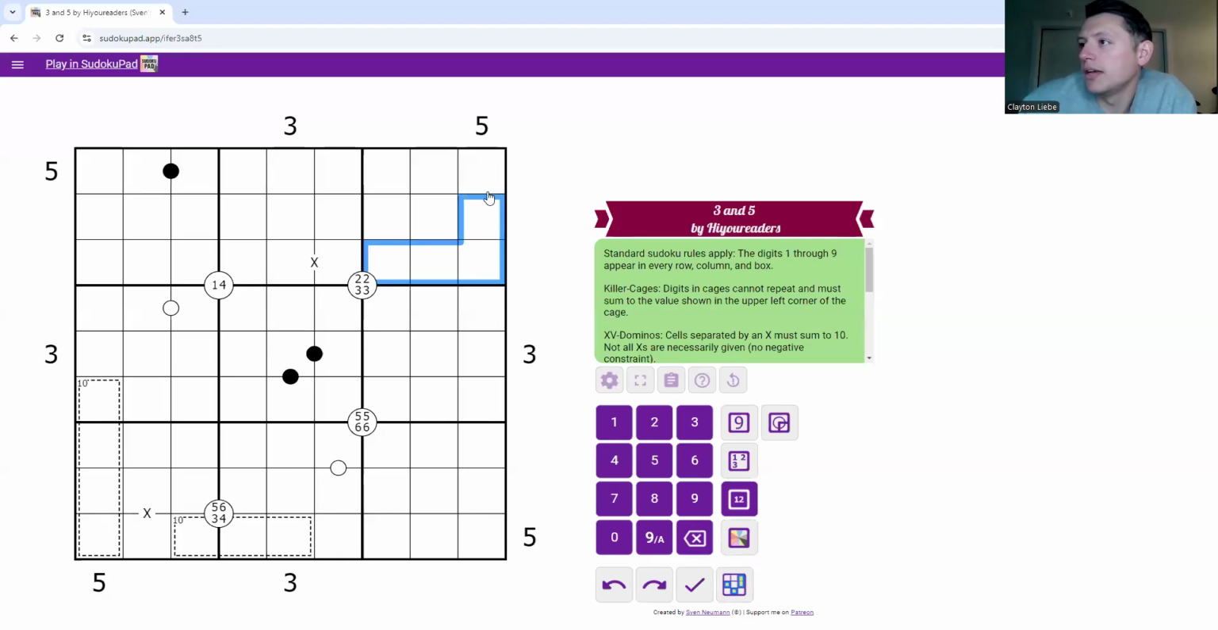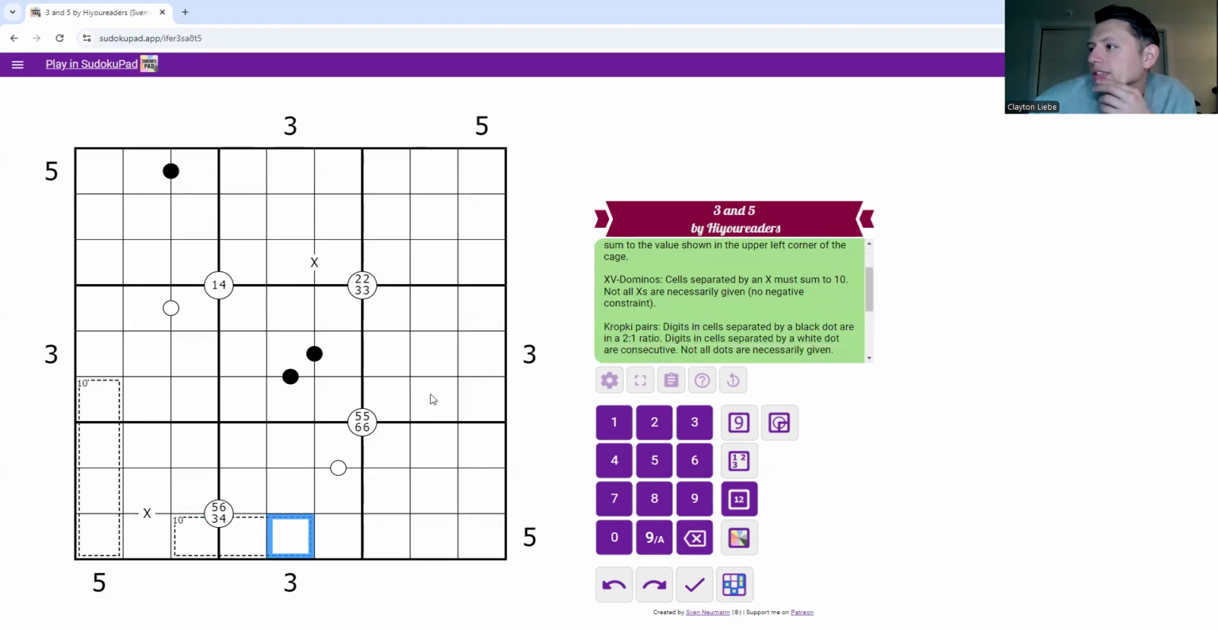Standard Sudoku rules apply. You have to have the digits 1 to 5 in every 3x3 box, in every row, and every column. We have a killer cage rule, so digits in a cage cannot repeat and must sum to the value shown in the upper left corner. These 4 sum to 10, these 3 sum to 10, etc.